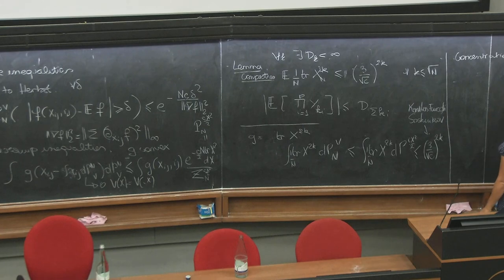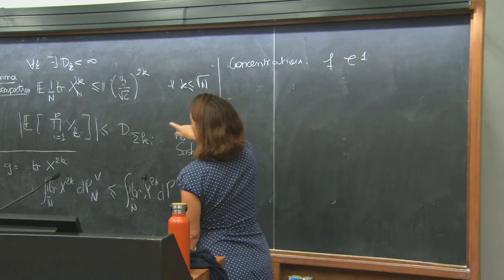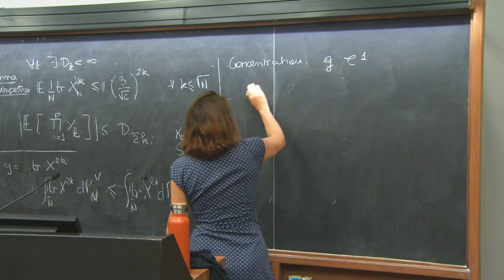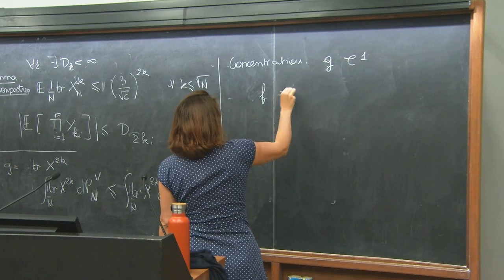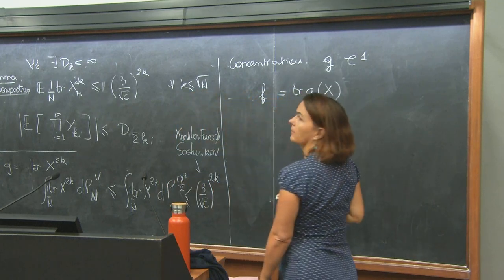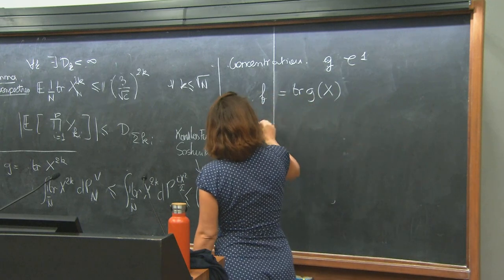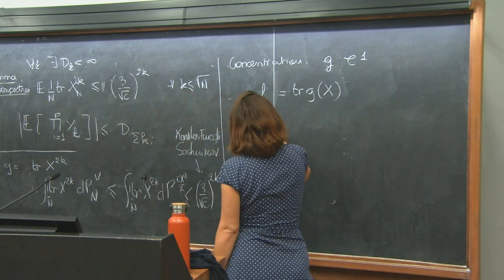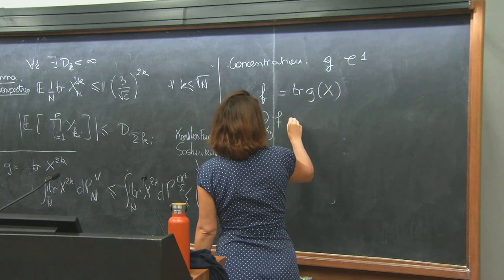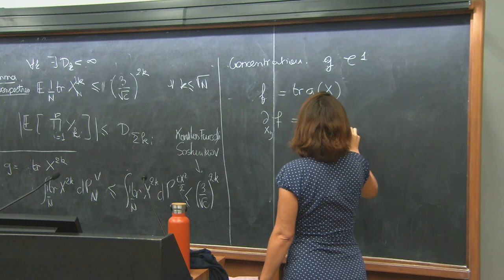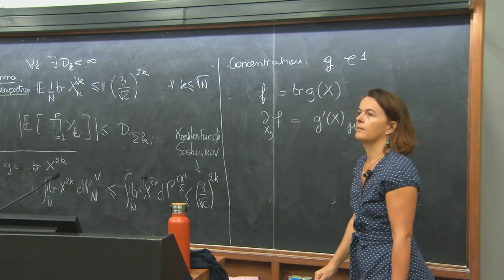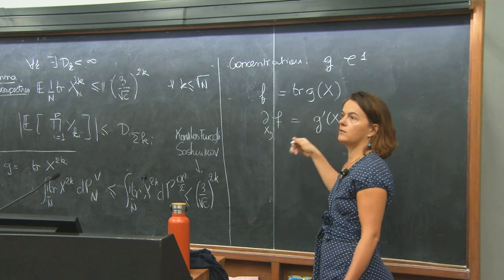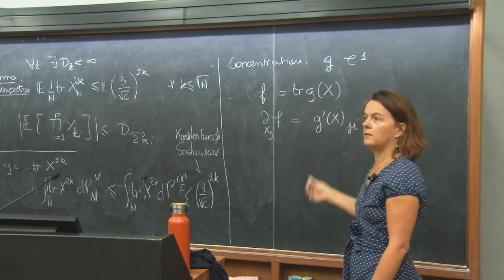So for the concentration, you take first G, which is C1, and you want to take F, your function of the entries, to be the trace of g of x. Then you want to compute this quantity to know how your bound is going to go. And if you compute the derivative in x_ij, you can see that this is going to be g prime of x, with the eigenvectors. We saw that yesterday when we have a polynomial. And you can imagine that if g is just a general Lipschitz function, this kind of formula generalizes.